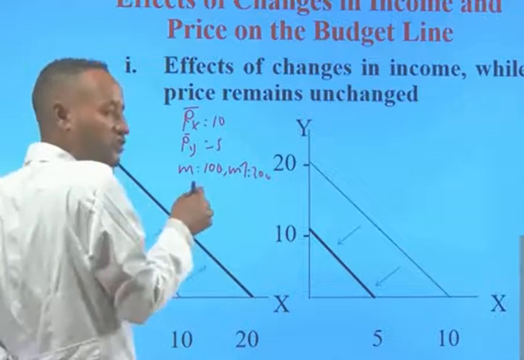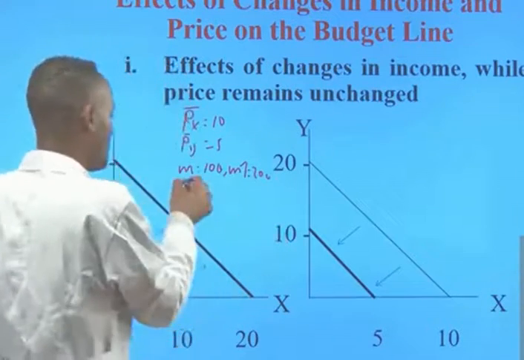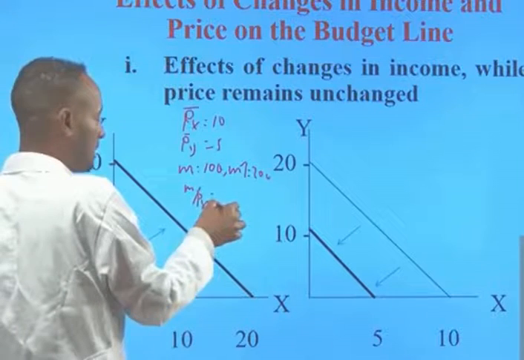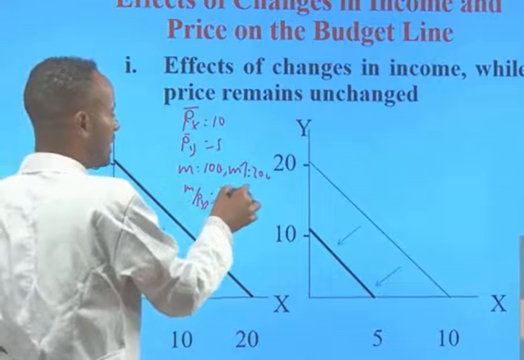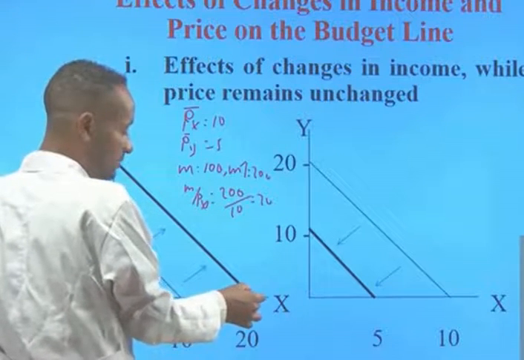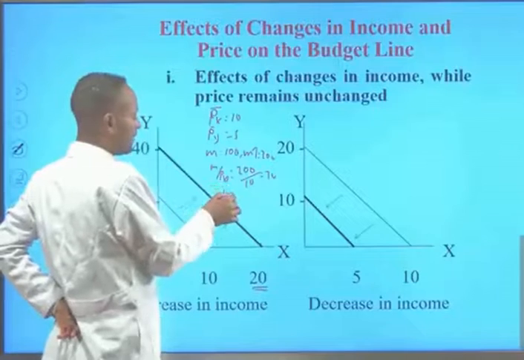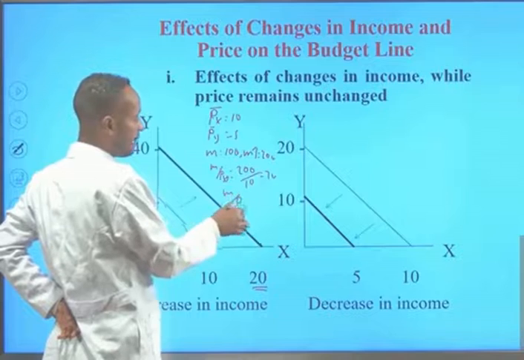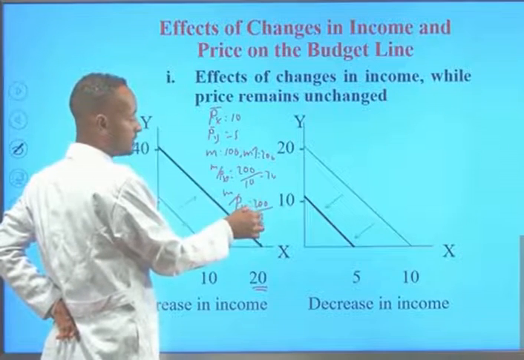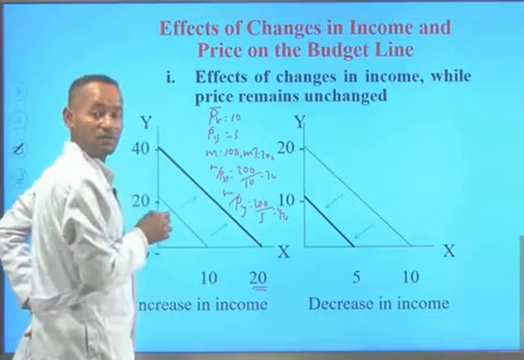So there's a change in the vertical and horizontal intercepts of the budget line. M over price of X will give you the horizontal intercept, which is 200 divided by 10, which is 20. So the horizontal intercept of the new budget line is 20. Similarly, the vertical intercept of the new budget line will be M over price of Y, which is equal to 200 divided by the price of commodity Y, which is 5, which is 40. This is the vertical intercept of the new budget line.